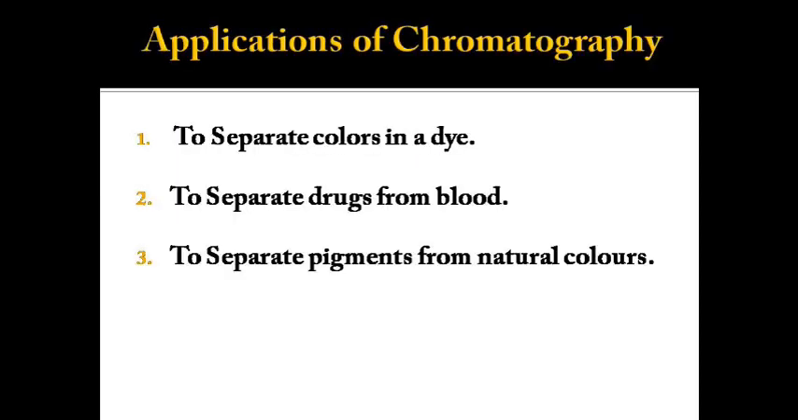Now let us see where this process of chromatography can be used. First, it can be used to separate colors in a dye. We have already seen that dye is a mixture of so many colors. So if we want to separate all the colors from the dye, chromatography can be used. It can also separate drugs from blood. During a blood test, if we want to separate drugs from the blood, chromatography can be used. It is also used to separate pigments from natural colors.